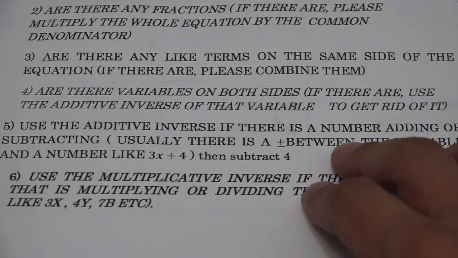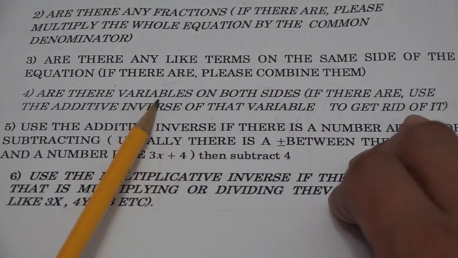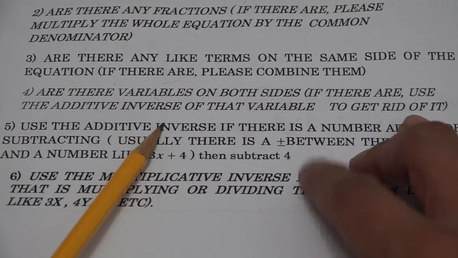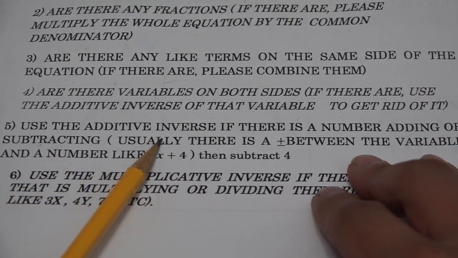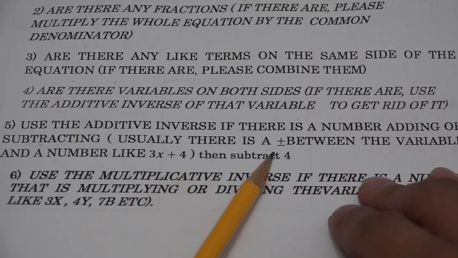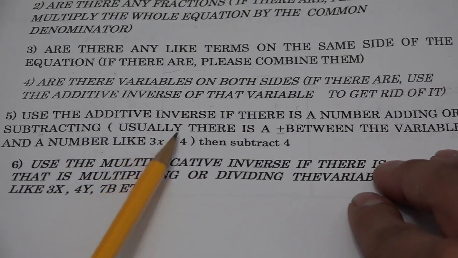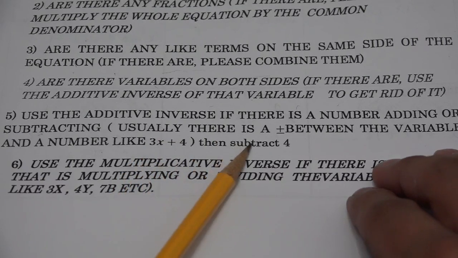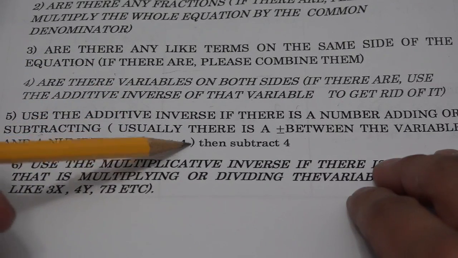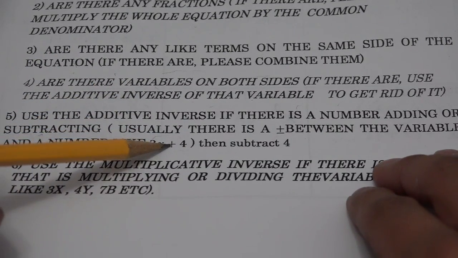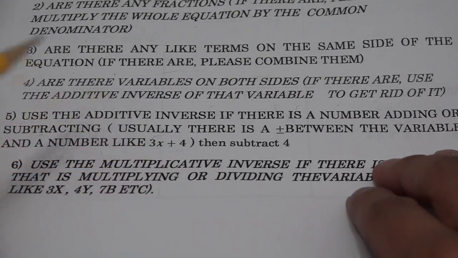Are there variables on both sides? If there are, use the additive inverse of that variable to get rid of it. My suggestion is get rid of the lesser value, okay? It's always going to be helpful. Then number 5 says, use the additive inverse, okay? And it explains to you, usually there is a plus or minus between the variable and a number. So for example here, you would use the additive inverse of 4 because there is the plus between the variable and the 4. So you would subtract 4, okay?